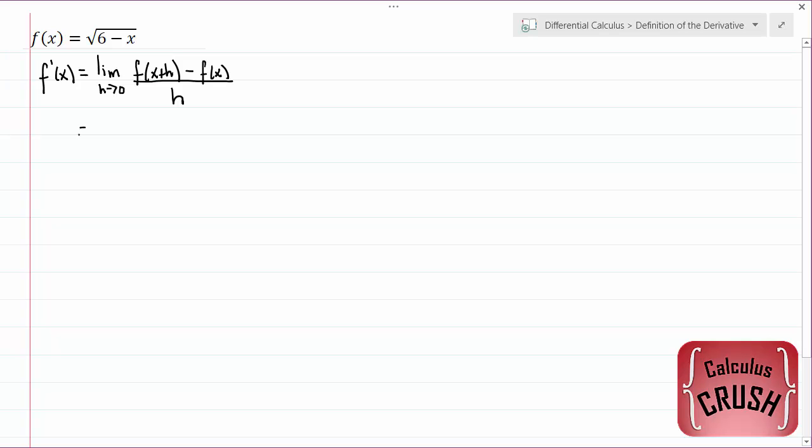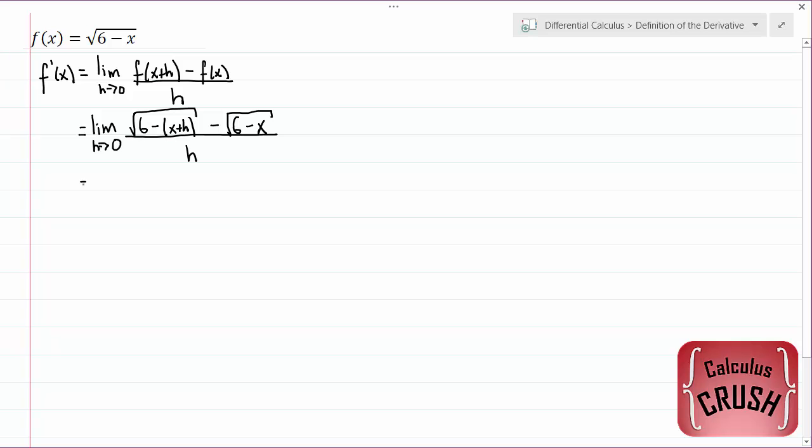So let's continue. F of x plus h, we just go to our f of x. Everywhere we see an x, we need to replace it with x plus h. So start off with limit as h goes to 0, and it'll be 6 minus, in brackets, x plus h, and this whole thing is under the square root sign. So that's f of x plus h, minus just f of x, 6 minus x, square root. And this whole thing is divided by h. Okay.